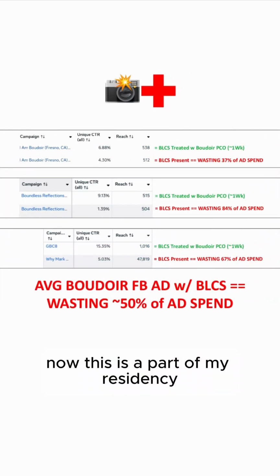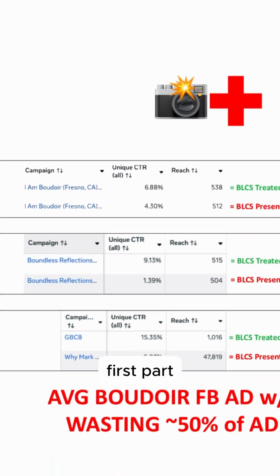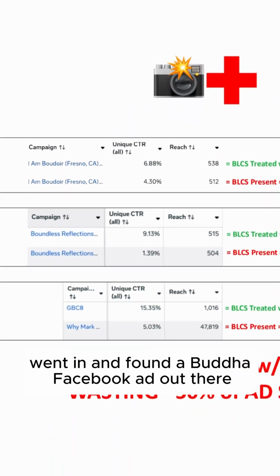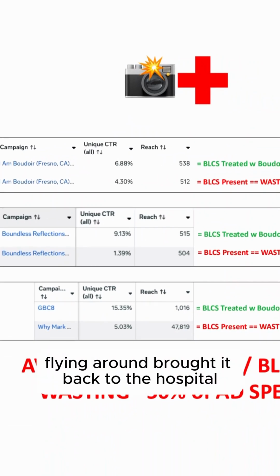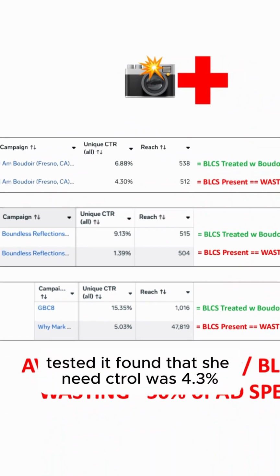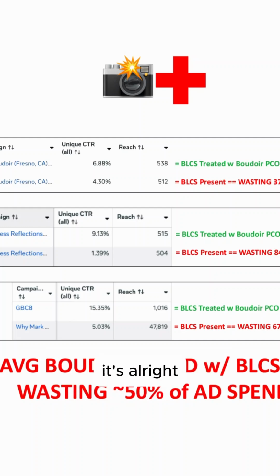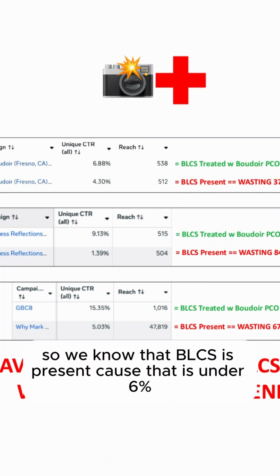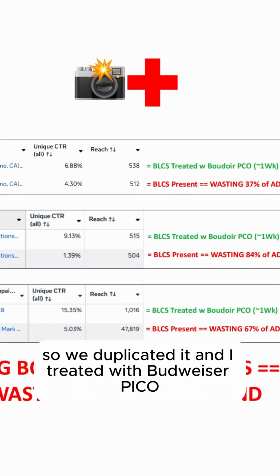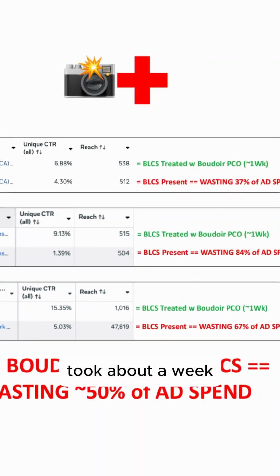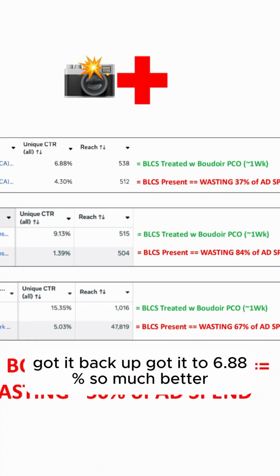Now, this was part of my residency. First part, I went in and found a boudoir Facebook ad out there flying around, brought it back to the hospital, tested it, and found its unique CTR all was 4.3%. So we know that BLCS is present because that is under 6%. So we duplicated it, and I treated it with boudoir pico, took about a week, and got it up to 6.88%. So much better.